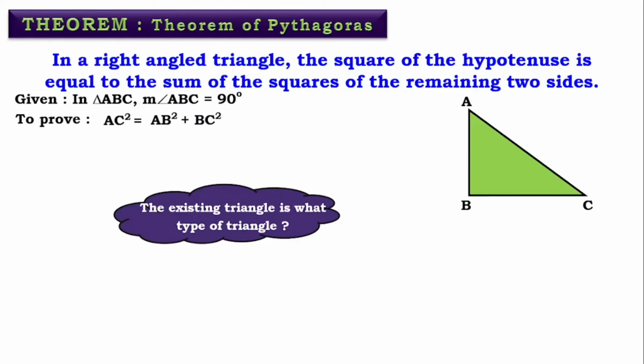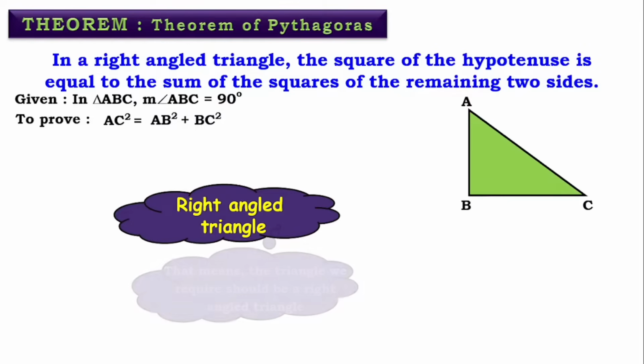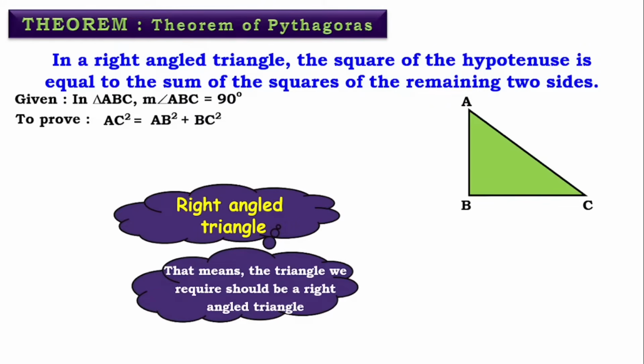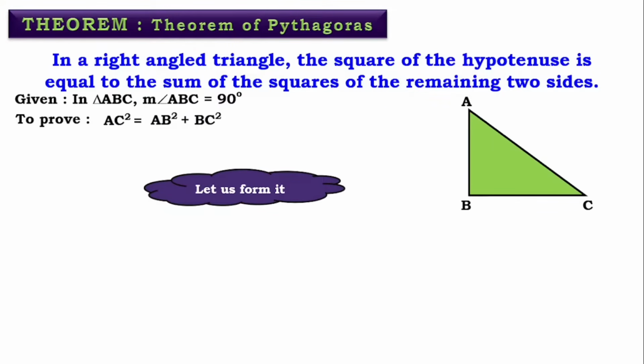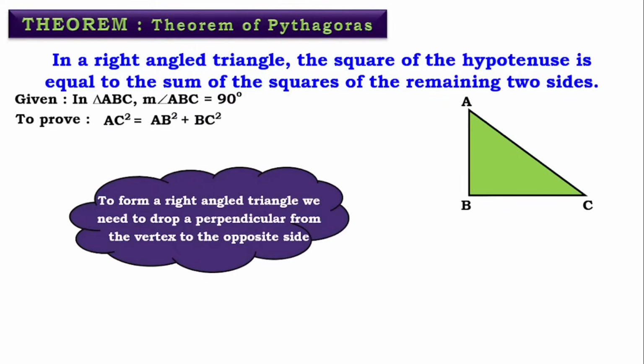The existing triangle is of what type? It is a right angle triangle, yes. That means the triangle we require should be a right angle triangle. So the required triangle should also be a right angle triangle. Let us form it. To form a right angle triangle, we need to drop a perpendicular from the vertex to the opposite side. So I need to draw a perpendicular.